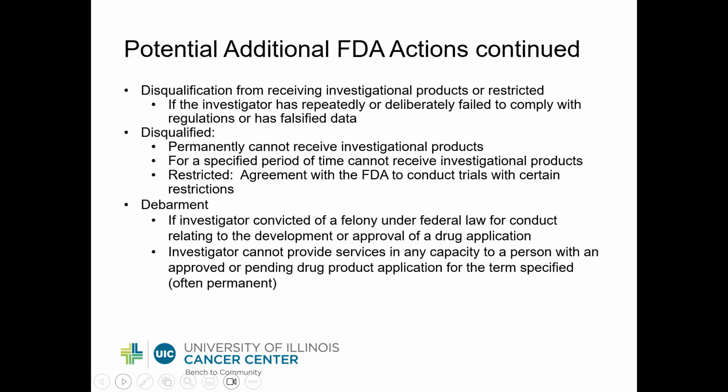Disqualification from receiving investigational products is restricted if the investigator has repeatedly or deliberately failed to comply with regulations or has falsified data. Disqualified: permanently cannot receive investigational products, or for a specified period of time cannot receive investigational products. Restricted: agreement with the FDA to conduct trials with certain restrictions. Debarment, and this is usually when somebody gets debarred, it usually is because of falsification.